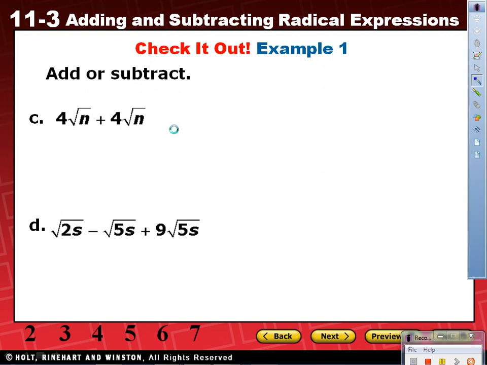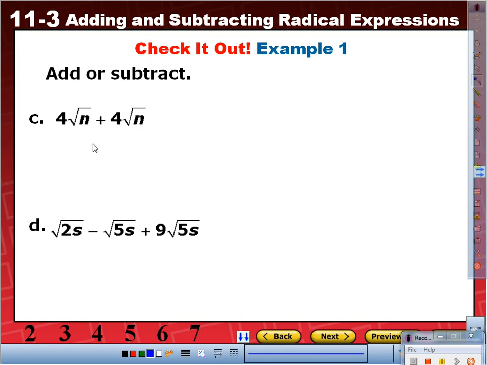Here we go. Jessica, what did you get? 8 square root n. Hands up if you got that. That is correct. They have the same radical, and you cannot simplify anymore. Very good. The next one: what did you get for this one, Wallace? Frankie?